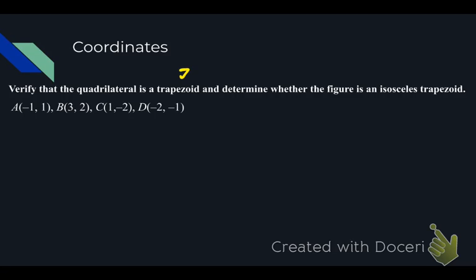It has to have one pair of parallel sides. Well, how are we going to determine if something's parallel from coordinates? Yeah, we got to use slope. We got to use slope here. So if we use slope, we can figure out if they're parallel. If they have the same slope, they are parallel. So AB, we could do the slope of that.